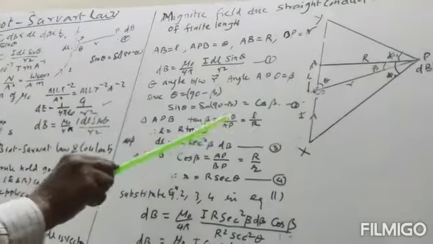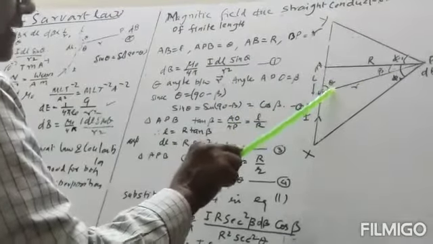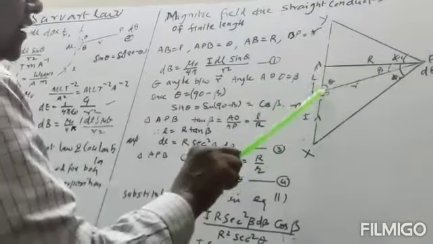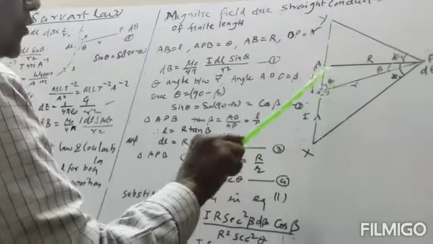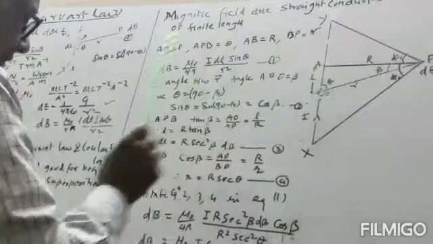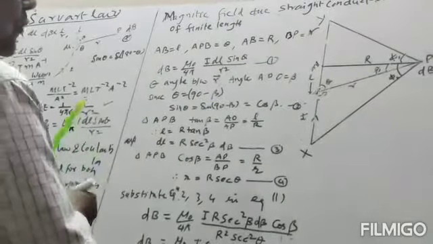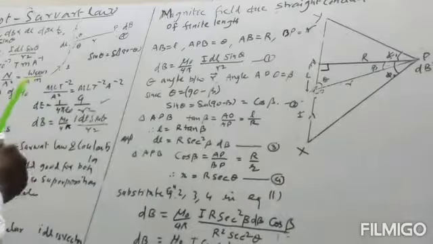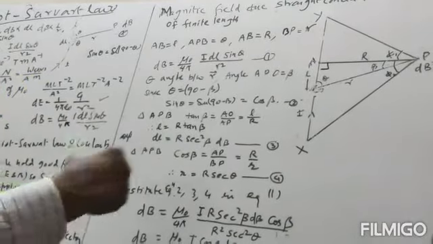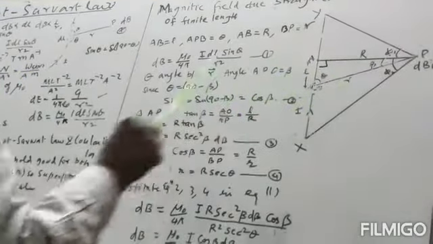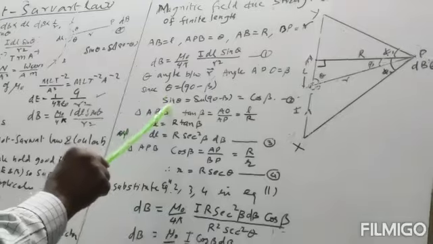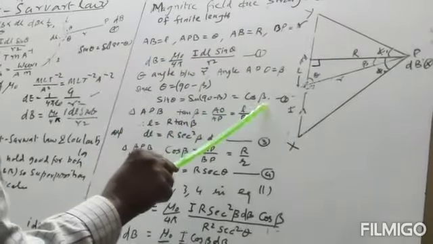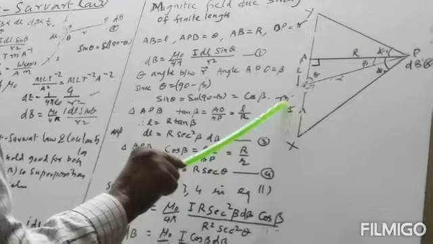So first of all, we take this angle as theta. Theta is the angle between this small dl and the current. This angle is perpendicular, so this angle is 90. So beta will be equal to this angle, and angle theta will be equal to 90 minus beta. So sin theta will be equal to sin of 90 minus beta, which is equal to cos beta. So this is equation number 2.